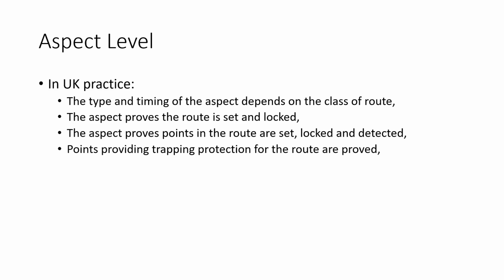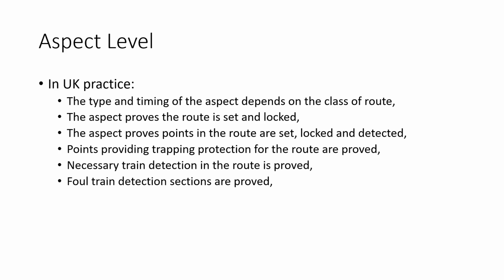But in addition to those points in the route, we may also want to provide trapping protection for the route by proving extra points. And similarly, there may be train detection both in the route that needs to be proven, and that will depend on the class of route, but also train detection sections which are foul of the route.